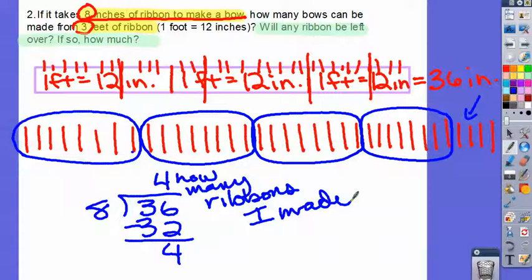And then this 4 right here, what does that stand for? That 4 is telling me, okay, I was able to make 4 full ribbons, and I have 4 inches of ribbon left over. So I couldn't even make a 5th ribbon. So it's not like it's just a remainder. It's saying I've got some extra ribbon.